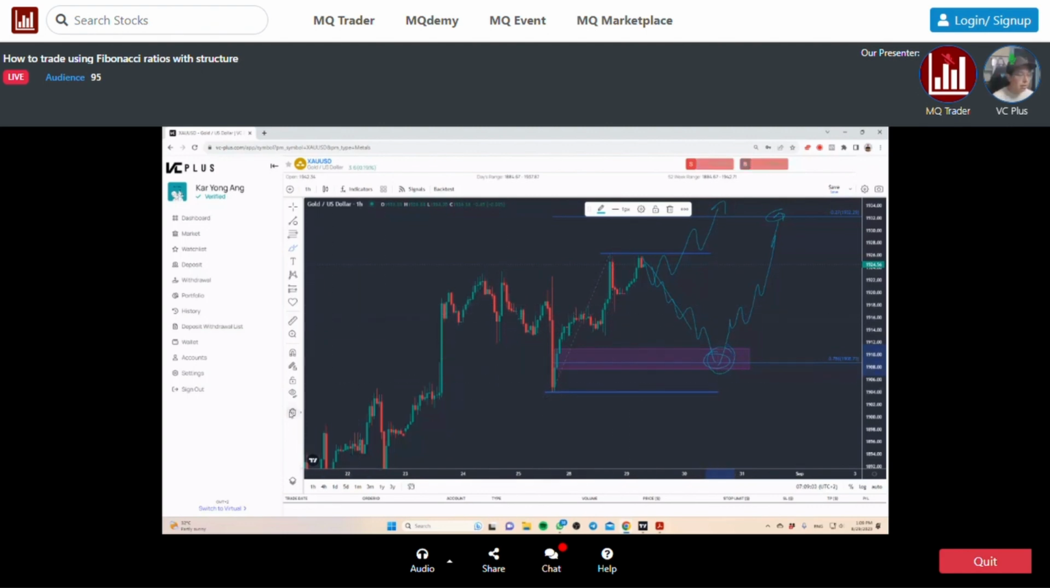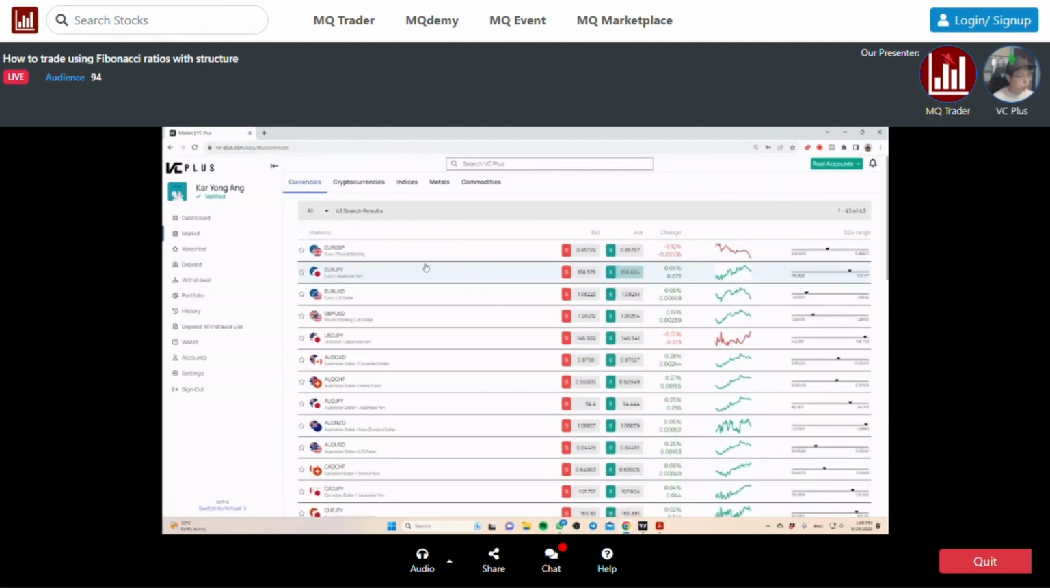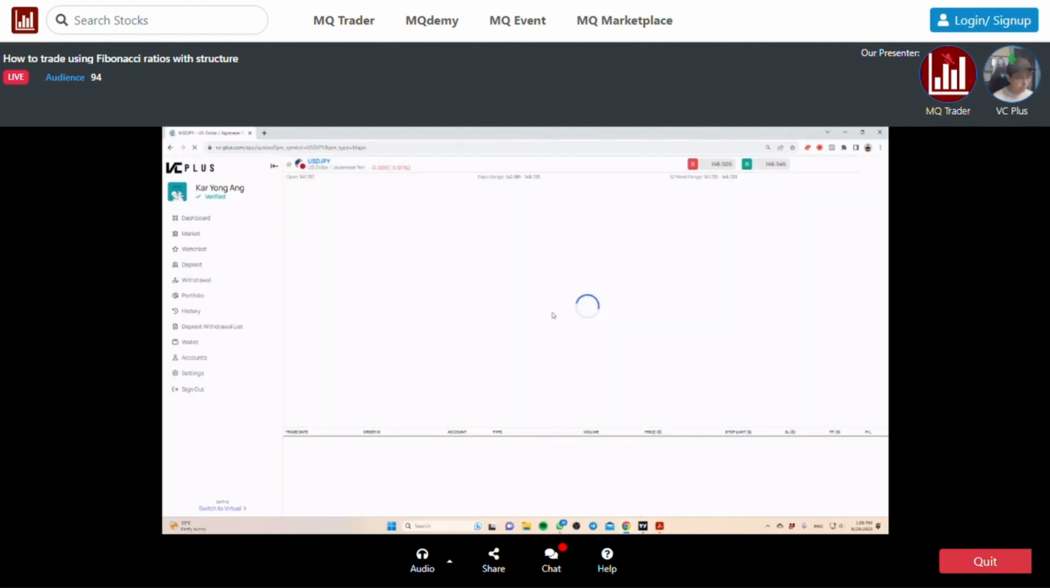So that's the analysis on gold, right? Can you apply this on any other instruments? The answer is yes, but you need to have a very clear market structure. So if we take a look at some other instruments, let me think, I think dollar yen has something.